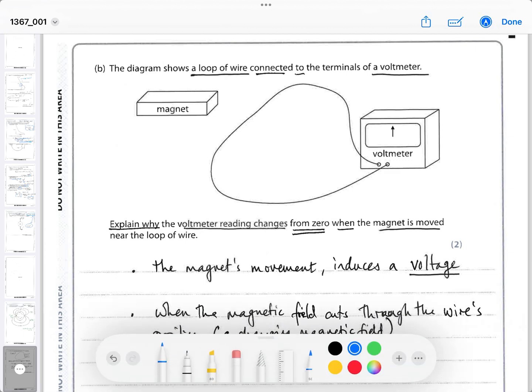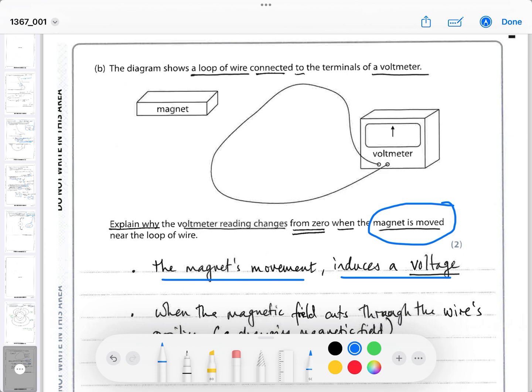Now remember, in electromagnetic induction, it doesn't matter what's moving. In this case, the magnet's moving. Yes? So the magnet's movement induces a voltage. That's why it was 0 at the beginning. When there's no movement, there'll be no effect on the wire.